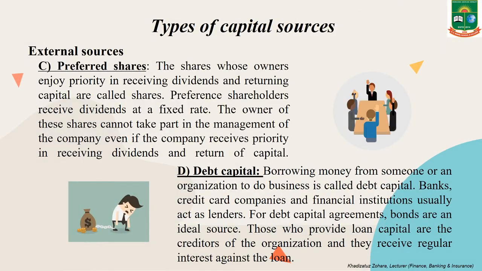External sources are preferred shares and debt capital. Preferred shares are the shares whose owners enjoy priority in receiving dividends and the return of capital. Preferred shareholders receive dividends at a fixed rate. The owners of these shares cannot take part in the management of the company, even though they receive priority in receiving dividends and return of capital.